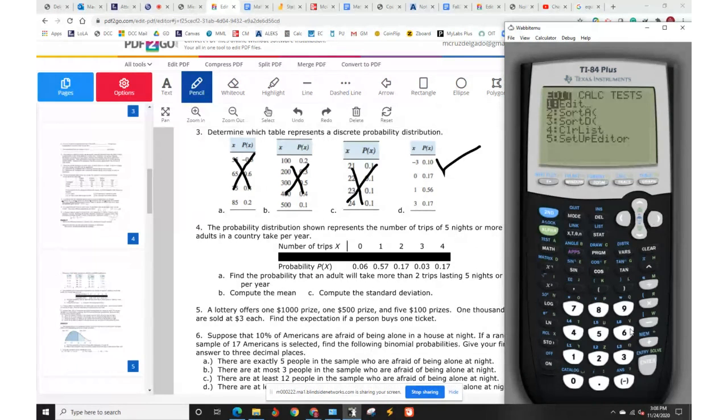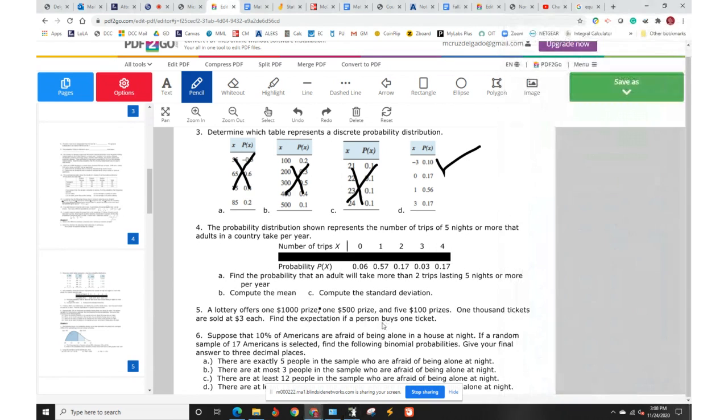See, if you do this, if you put 0, 1, 2, 3, 4 in there, and then put the probabilities in there, you can find those things real quick. All right, but this is one of the things.